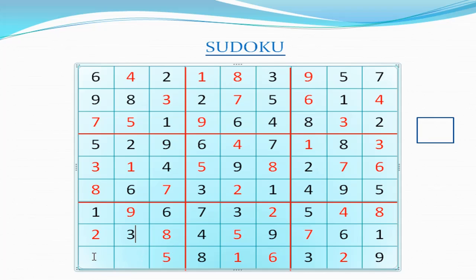Wow, just two tiles left. Fast, fast, fast. But don't make mistakes. Now here, which numbers are missing? Oh, in this column, just one tile is left. It's easy, no? So let's do it first.